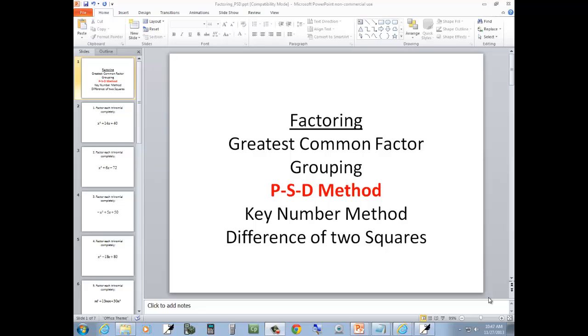There are 5 main methods of factoring. First one is greatest common factor, GCF. You should always try to do this one. And when I say try, a lot of times you just do it mentally. Then there's grouping. Grouping is when you have 4 or more terms.